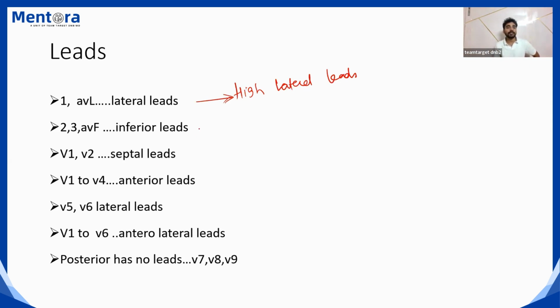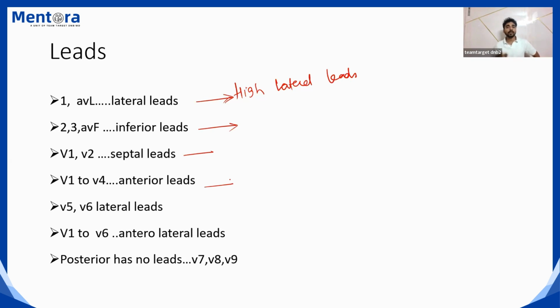And 2, 3 and AVF are inferior leads. If 2, 3 and AVF show any changes like ST elevation or ST depression, you can say the inferior wall of the left ventricle is involved. V1 and V2 are present on either side of the sternum. They are called septal leads. If there is a problem in V1, V2, you can say the septum has a problem. This helps to localize the MI also.